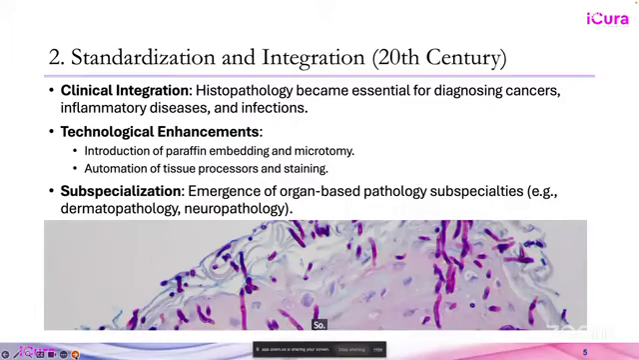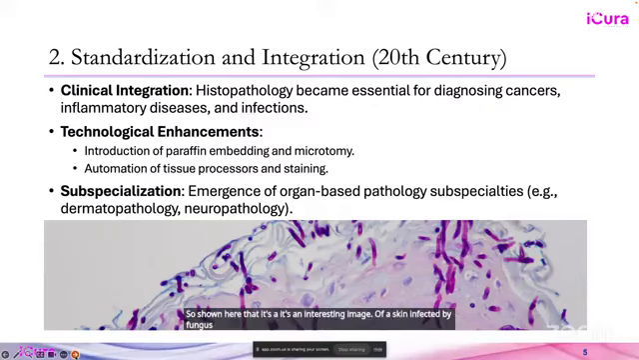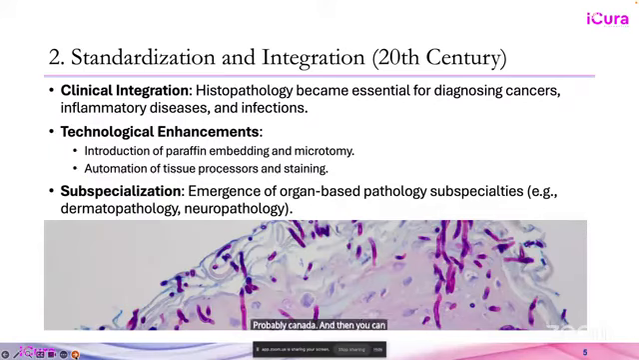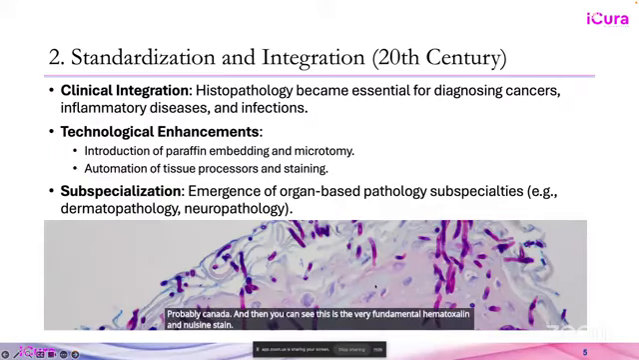Shown here is an interesting image of skin infected by fungus. It's probably Candida. You can see this is the very fundamental hematoxylin and mucin stain, and the fungus is shown there.